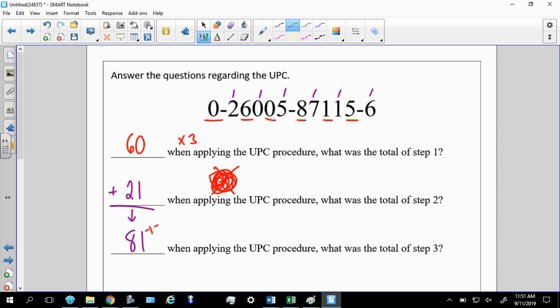81 minus 1 would give me 80. 81 plus 9 gives me 90. So it's either going to be a total of 80 or 90. Well, apply it to the check digit.